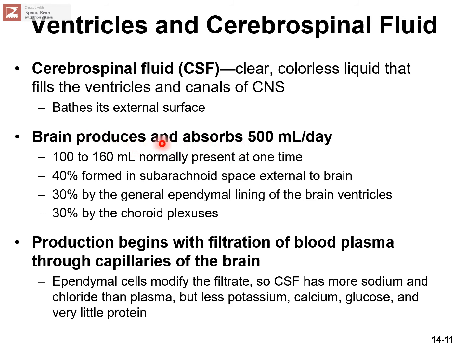So the brain produces about 500 ml of cerebrospinal fluid in a day, and normally at any given time we have about 100 to 160 ml of cerebrospinal fluid present at one time. About 40% is formed in the subarachnoid space in the brain, about 30% is formed by the general ependymal lining in the brain ventricles, and about 30% by the choroid plexus.